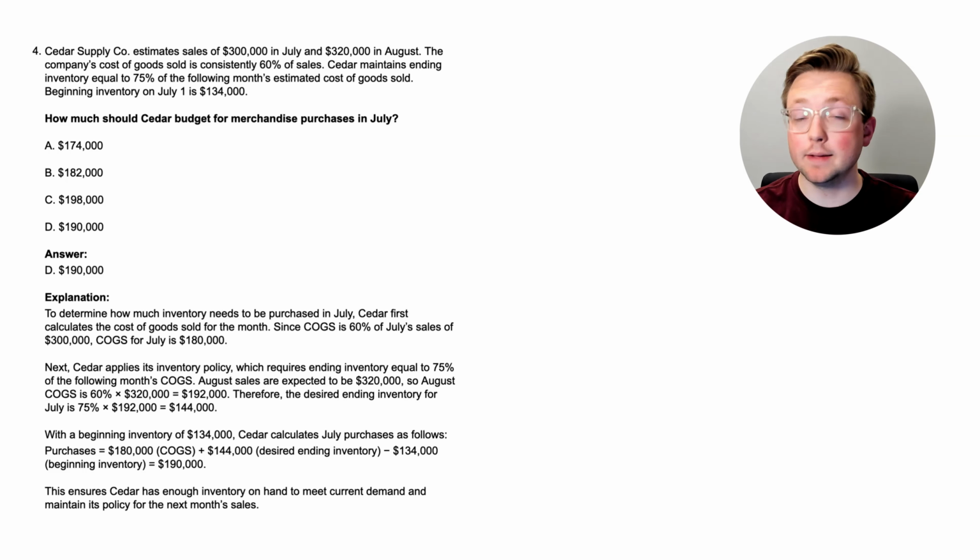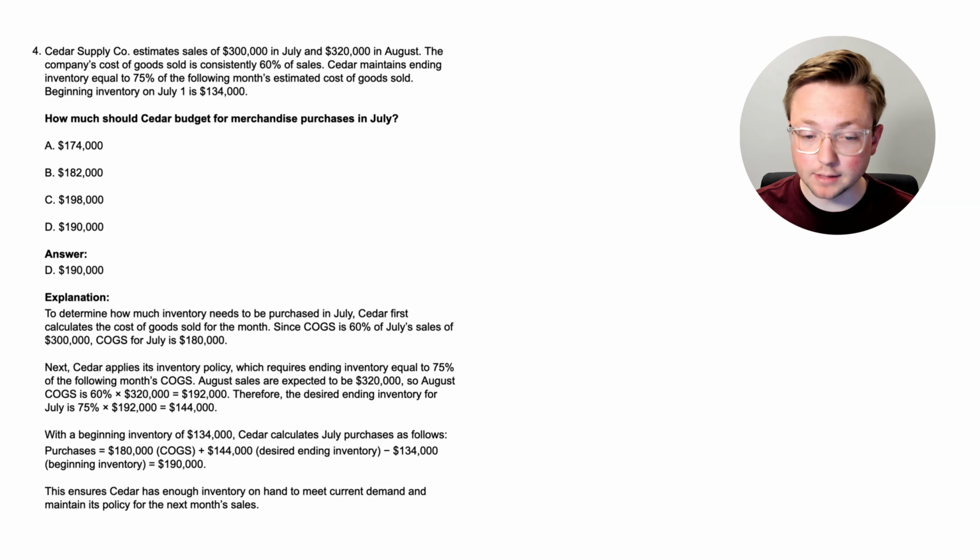Now they apply the inventory policy that we read about, which requires ending inventory to be equal to 75% of the following month's COGS. August sales are expected to be $320,000, so August COGS is 60% of the $320,000, giving us $192,000. So therefore, the desired ending inventory for July is 75% of that. 75% of $192,000 equaling $144,000.